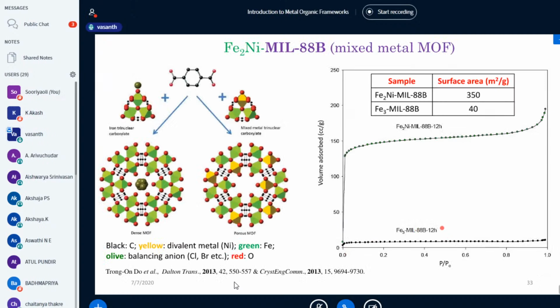The surface area of the single metal MOF is just 40 meters square per gram, whereas the surface area of the mixed metal MOF is like 350 meters square per gram, which is like a 78 to 80% increase of its surface area. Which means the surface area is more, so the catalytic activity can be more.